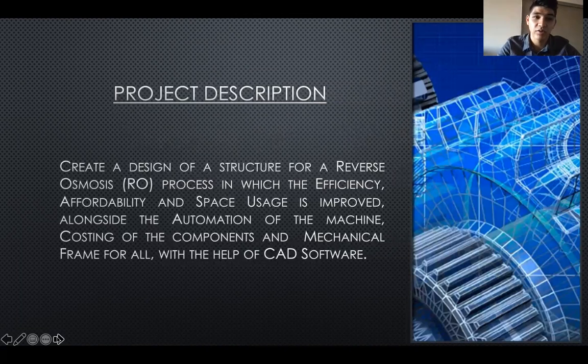As the title says, we create a design of a structure for a reverse osmosis process. And this process, I'm going to explain a little further in the presentation. This project was about improving the efficiency, affordability, and space usage. There was a part of the project that involved automation and adding some control, but I didn't focus on this area. I also added to this project the casting of the components and mechanical frame for everything with the help of CAD software.